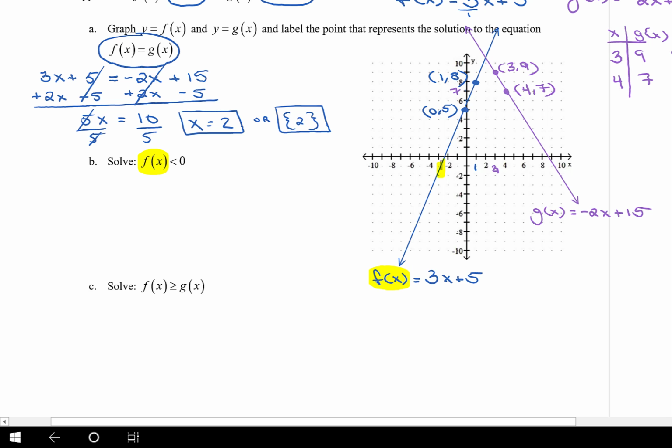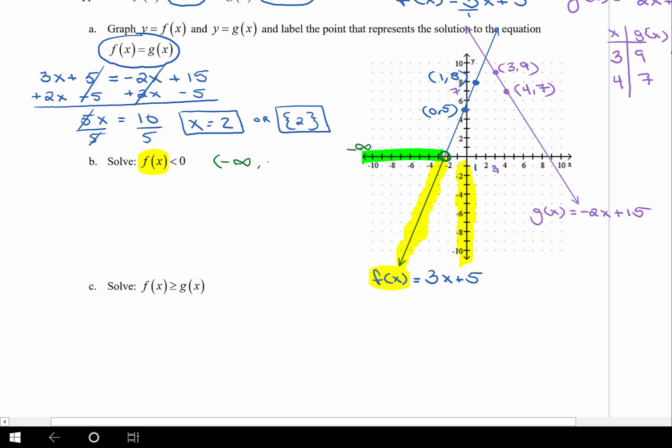All right, B, solve f of x is less than 0. You're basically looking for where are all the y values for this f of x function that are going to be negative or less than 0. So what are the x values that will produce those y values? It says strictly less than 0. So I'm going to draw an open circle right here on this x value that's right on top of the x-axis. And then I'm going to shade everything to the left in green, because those are the x values I want.